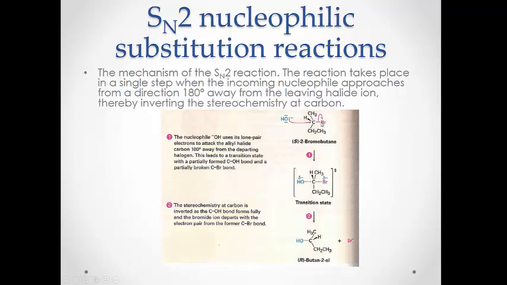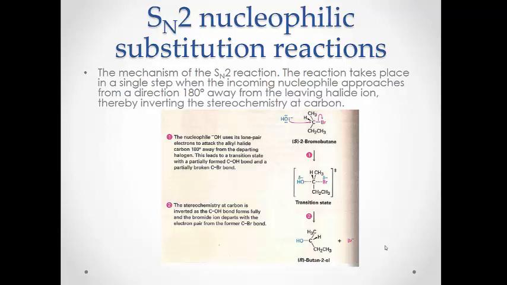And so you need to have a lot of room around this carbon for the group to come in and the group to leave at the same time. So it does not happen with tertiary carbons. It possibly happens with secondary, definitely primary, so we need that room for that to come in. So we've got one coming in and one leaving at the same time.